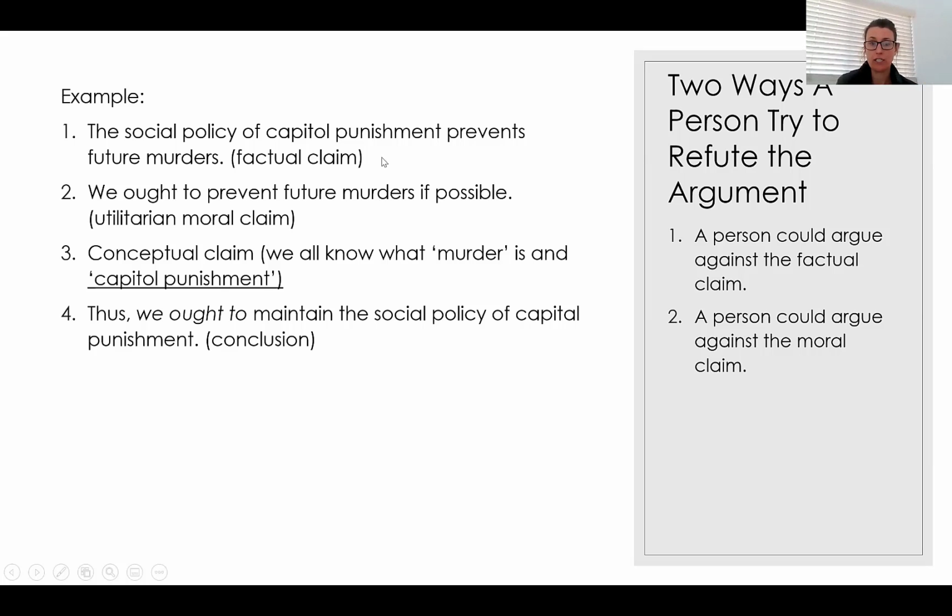So a person could disagree with this and then agree with that, okay. There's another way a person could argue against this or try and refute this argument.